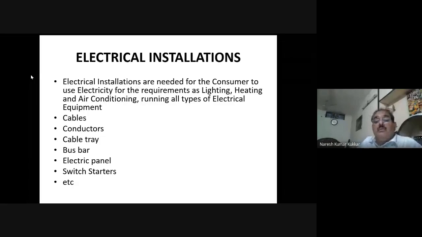Electrical installations are needed for the consumer to use electricity for requirements such as lighting, heating, air conditioning, running all types of electrical equipment. These are the cables, conductors, cable tray, bus bar, electrical panel, switch starters. These are the accessories needed to run all types of industry, all types of machinery. Electrical installation basics are required. Cables, and there are many types of electrical starters. There are many types of new electrical products that have come.